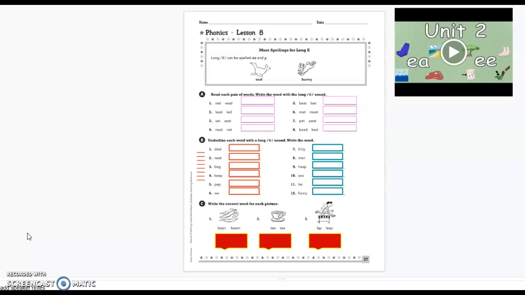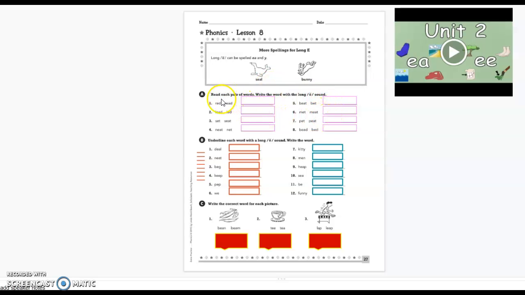So we can make long E by combining the letters E and A. That also sounds like E. So this word right here says seal. We don't say this like sell. We say this like seal, seal. So the E and the A together makes the long E sound. Also, the Y. So this word is bunny, but the Y at the end makes the long E sound.